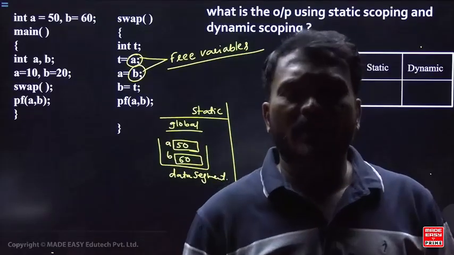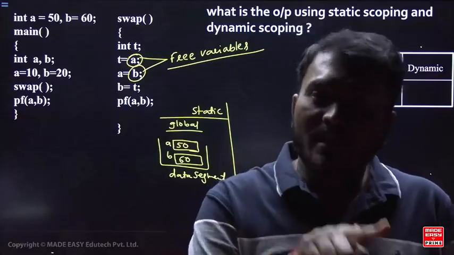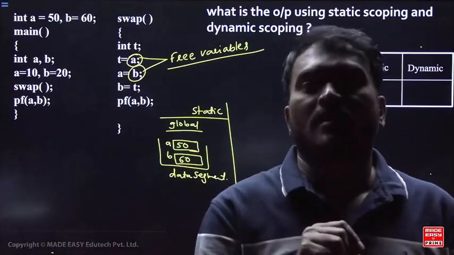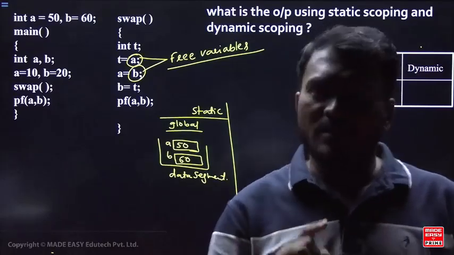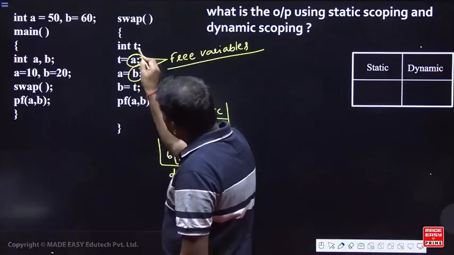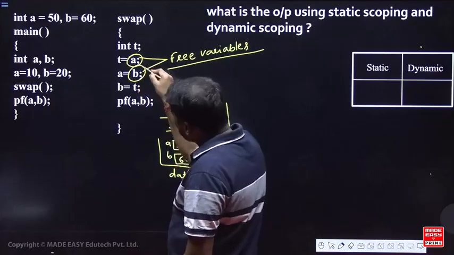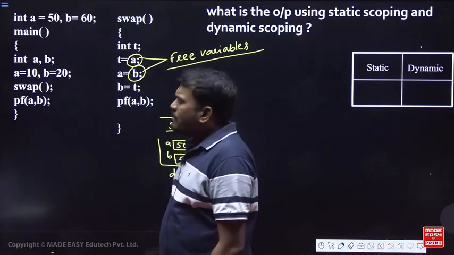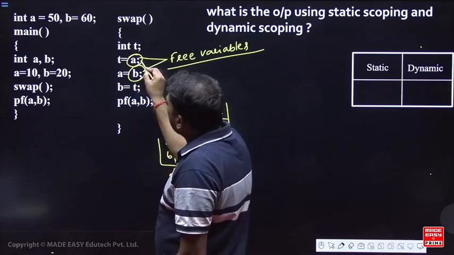What is the definition of a free variable? The variable which is not declared in the function but used in the function is called a free variable. That is the meaning of free variable. Variables a and b are not declared in this function but are used in the function. That is called a free variable.